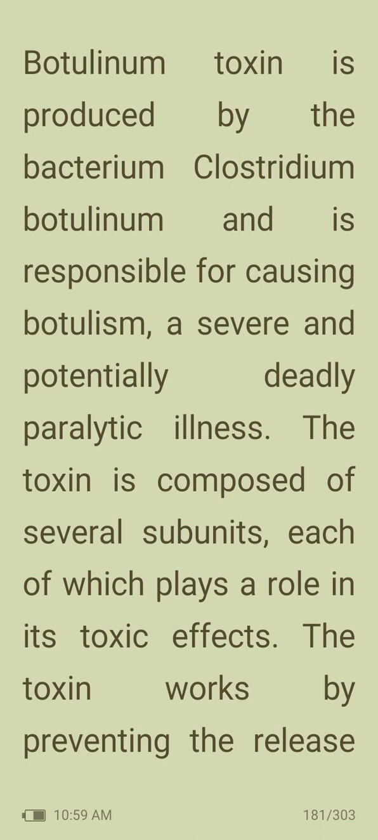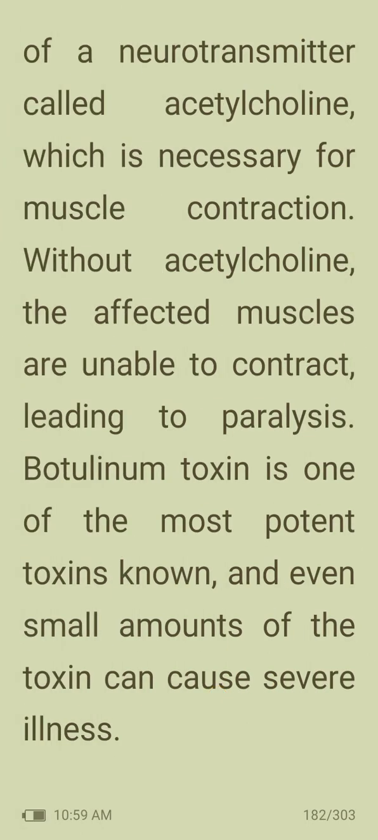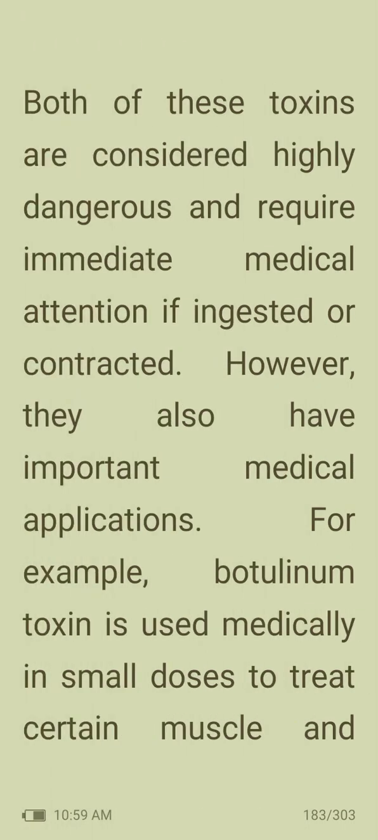The toxin works by preventing the release of a neurotransmitter called acetylcholine, which is necessary for muscle contraction. Without acetylcholine, the affected muscles are unable to contract, leading to paralysis. Botulinum toxin is one of the most potent toxins known, and even small amounts of the toxin can cause severe illness. Both of these toxins are considered highly dangerous and require immediate medical attention if ingested or contracted.